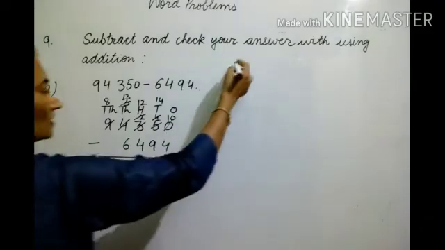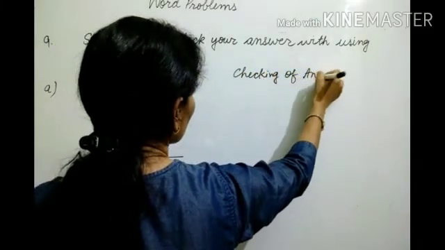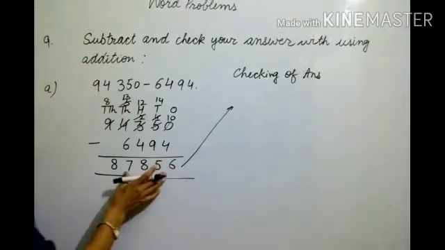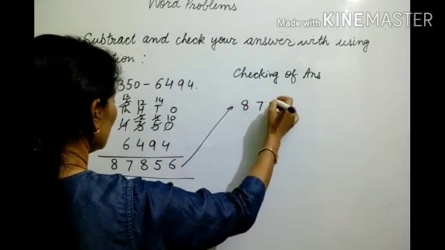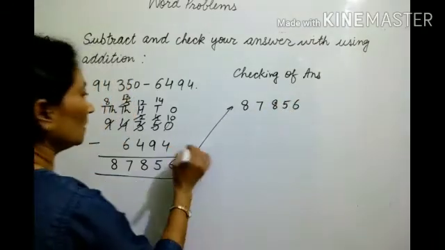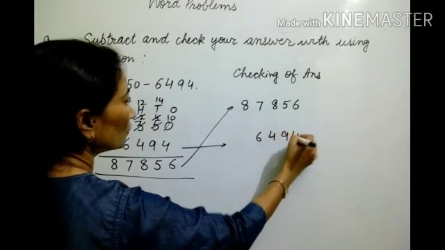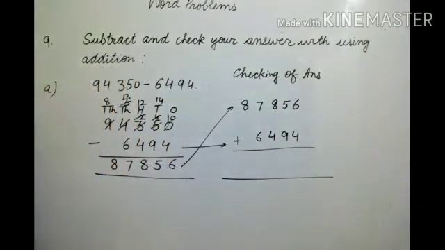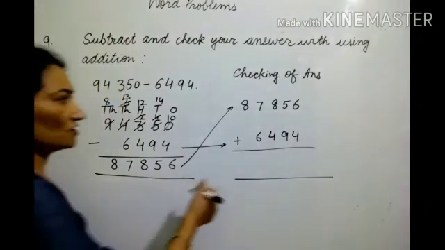Now how do we check our answer? Checking of answer using addition. What we did yesterday, that difference you will write upside, 87,856, and you will add the subtrahend, that is 6,494. After addition you will get the same number, which is the minuend. If we get the same answer here after addition, then our subtraction is right.